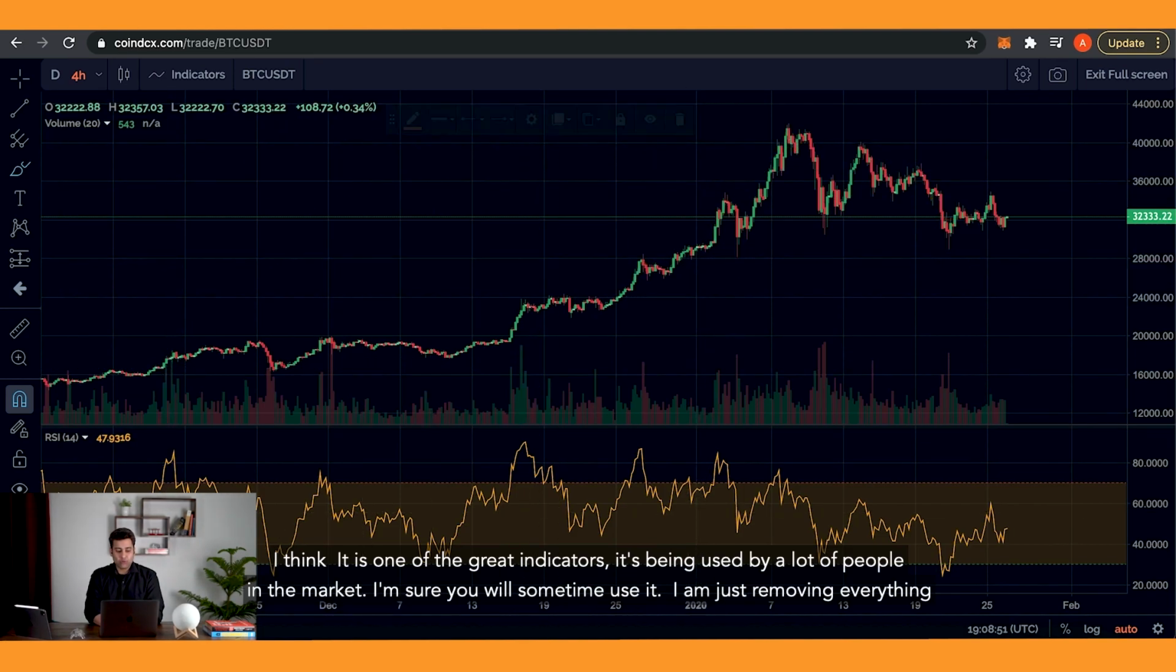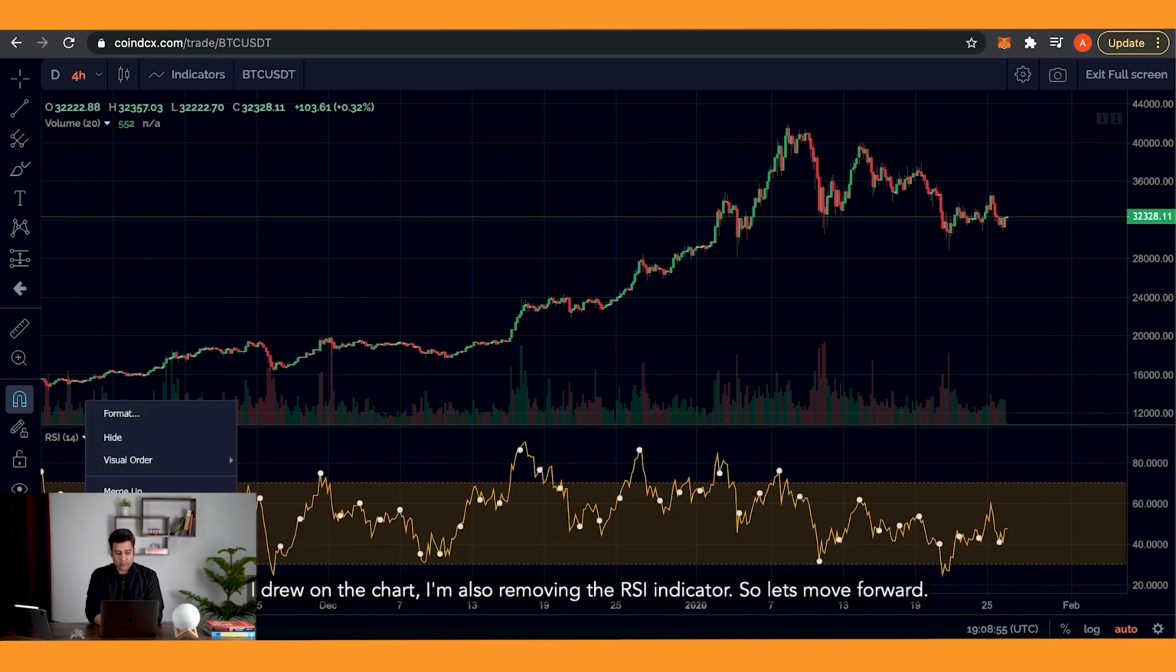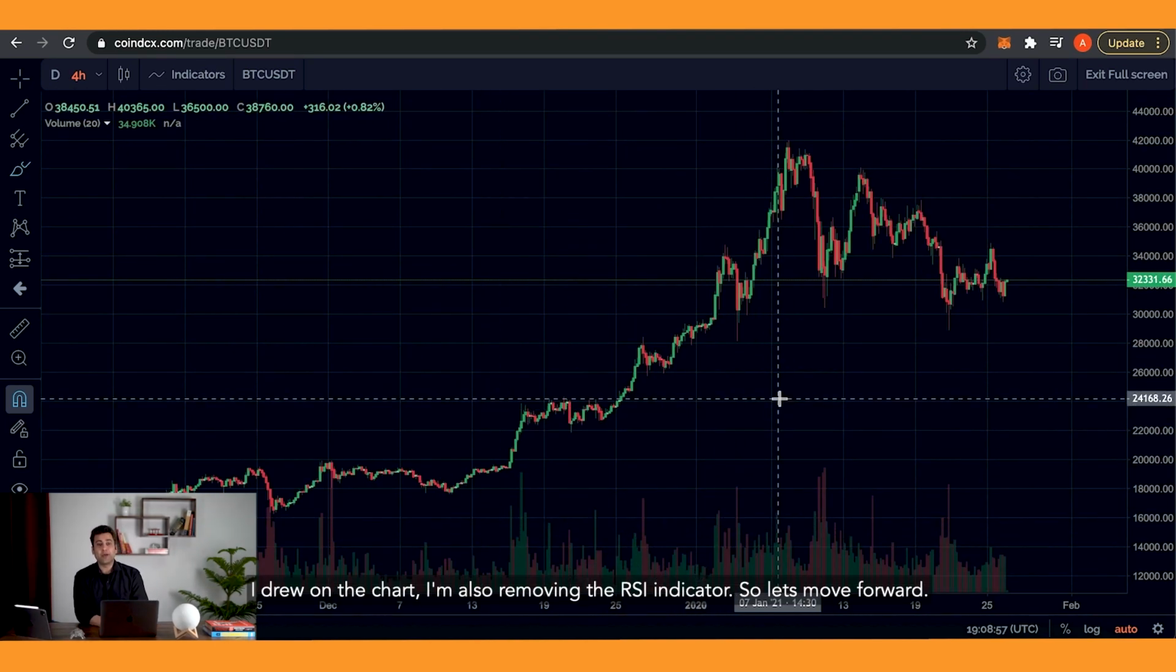I'm just going to remove all the things that I drew on the chart. Let me just remove the RSI indicator as well, and let's move forward.